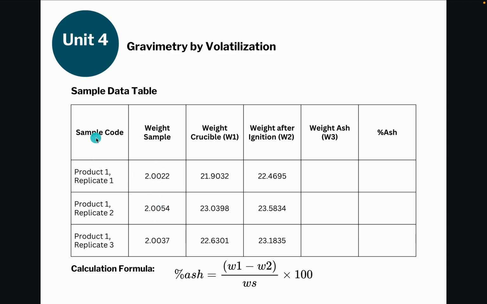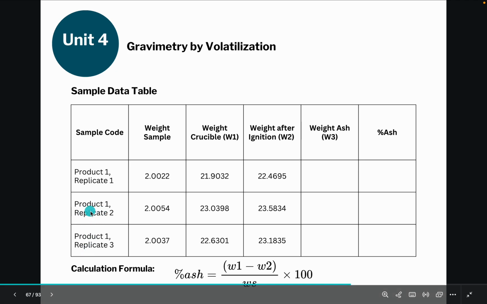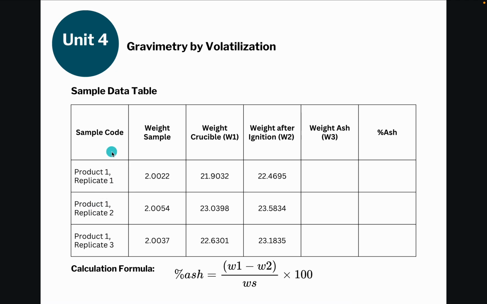Here we have 3 replicates of the same sample. I have mentioned here product 1. It's just the same sample, but using 3 replicates, in the same method and same condition. You need to replicate it 3 times in order to get your standard deviation. We also obtain the weight of the crucible. This is already the constant weight.